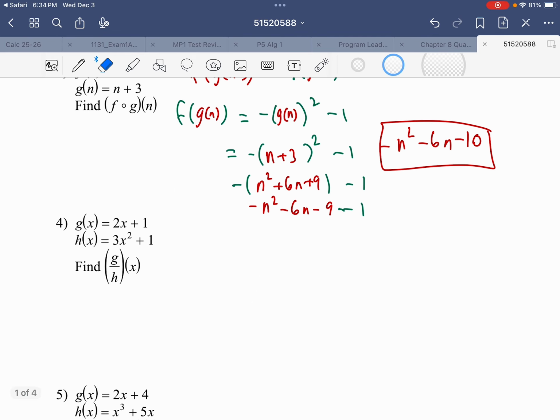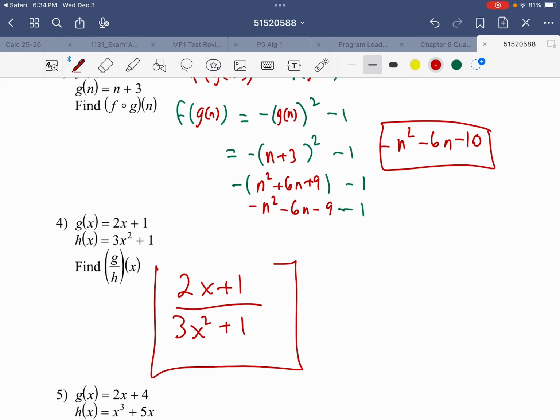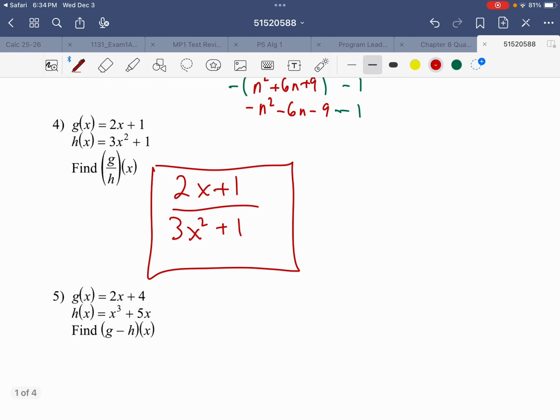For this next one, for number 4, if it's g divided by h, looking at the quotient here, then this will look like 2x plus 1, and then divided by 3x squared plus 1. They don't share a factor that I could write this as, and it's not going to help us out to split this up with like 2x divided by 3x squared plus 1, and 1 divided by 3x squared plus 1. Sometimes you might be able to simplify, but for this one, that's the final answer.